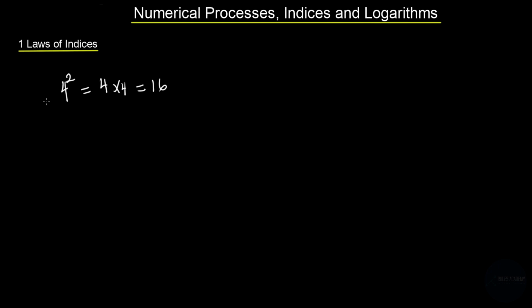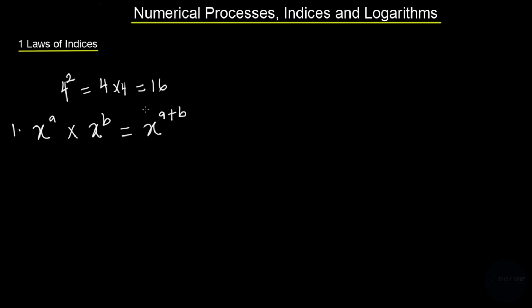Let me write out the laws guiding indices. The first law we are going to be looking at is the multiplication law. The way this law is structured, let's say we have a number, it can be any number, x, raised to the power of a, and this is multiplied by the same number, x again, raised to the power of b. To simplify this, using the law of indices, we are going to have x raised to the first power, which is a, plus the second power, which is b.